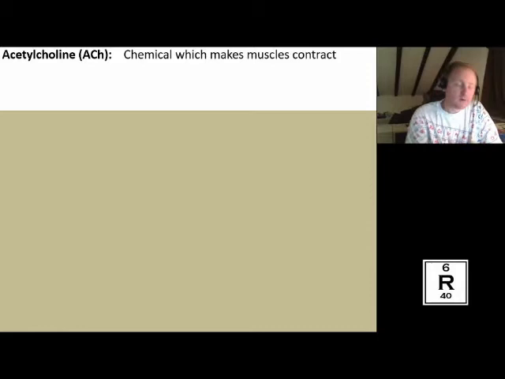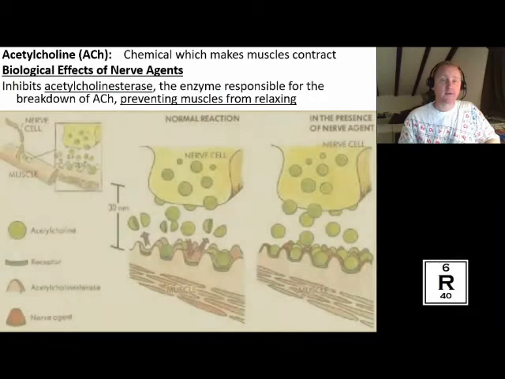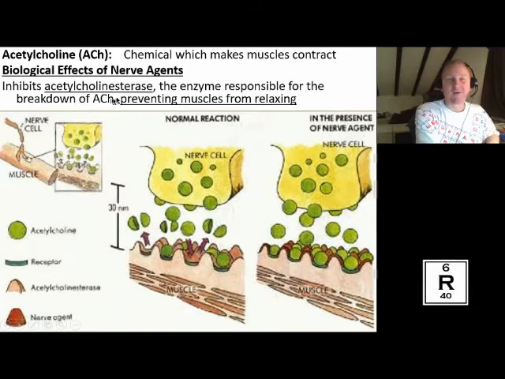So how do nerve agents work? We're going to talk about that right now. This is going back into chemistry and biology. The blend of chemistry and biology, by the way, is called physiology. We're going to talk about a molecule that your body naturally produces called acetylcholine. What acetylcholine does is allow your muscles to contract. So the biological effect of a nerve agent, how it works, is that it inhibits acetylcholinesterase, which is the enzyme that destroys acetylcholine.